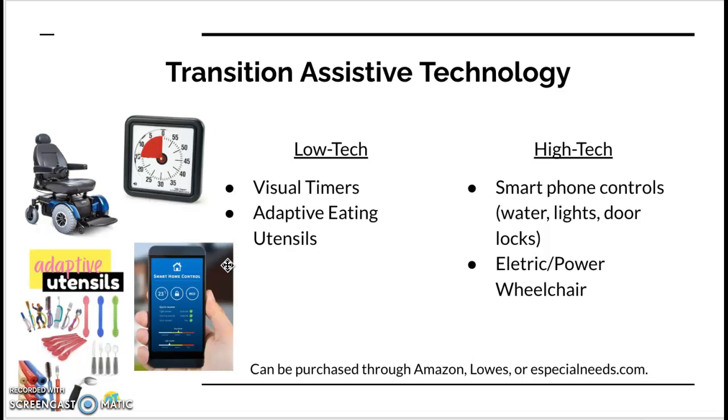And then there are also electric and power wheelchairs that can help adults or younger children get around easier and be able to live independently, being able to get around on their own. And these can be purchased through Amazon, Lowe's, or especialneeds.com.